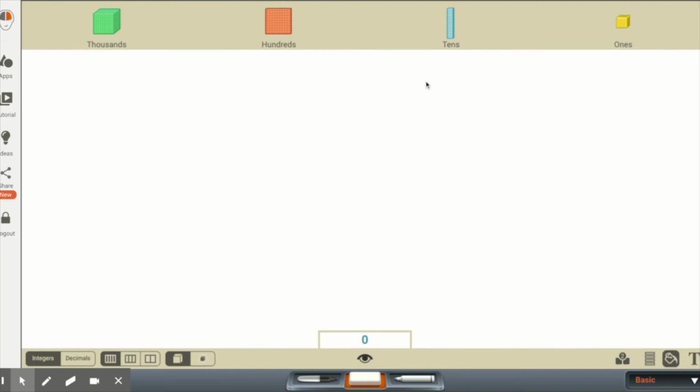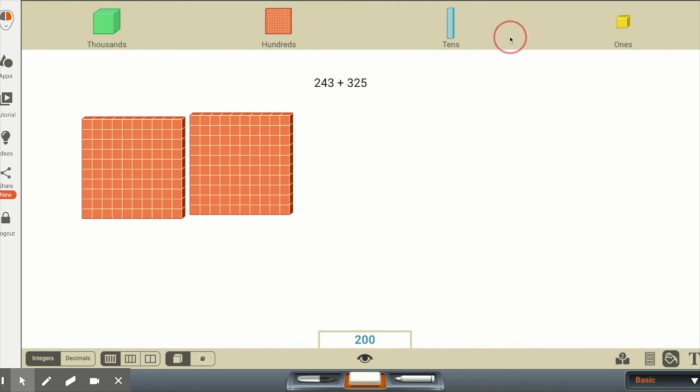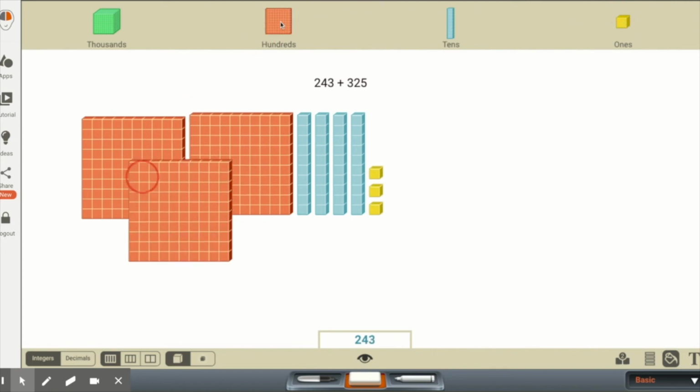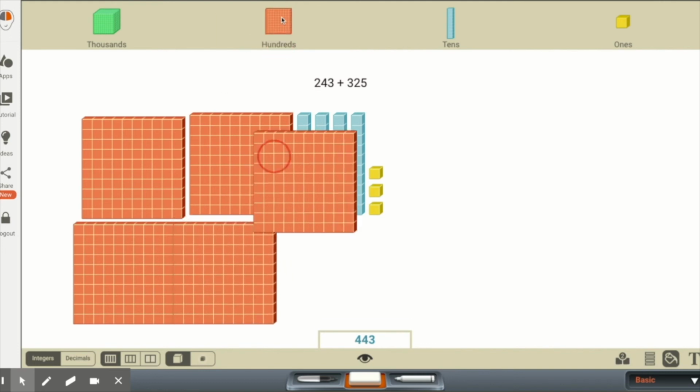We'll click on it. With the base 10 blocks, say students are adding a 3-digit number. Let's say the number is 243 plus 325. We can put that text right there, and we know that that is something they're adding. We literally can make 243, 1, 2, 3, 4, and then if we wanted to do 325 down here, we can move these down.